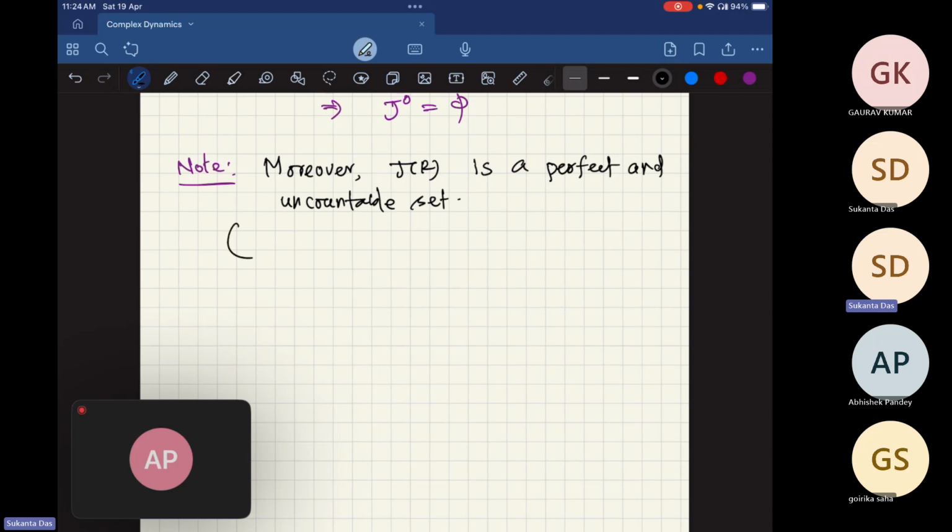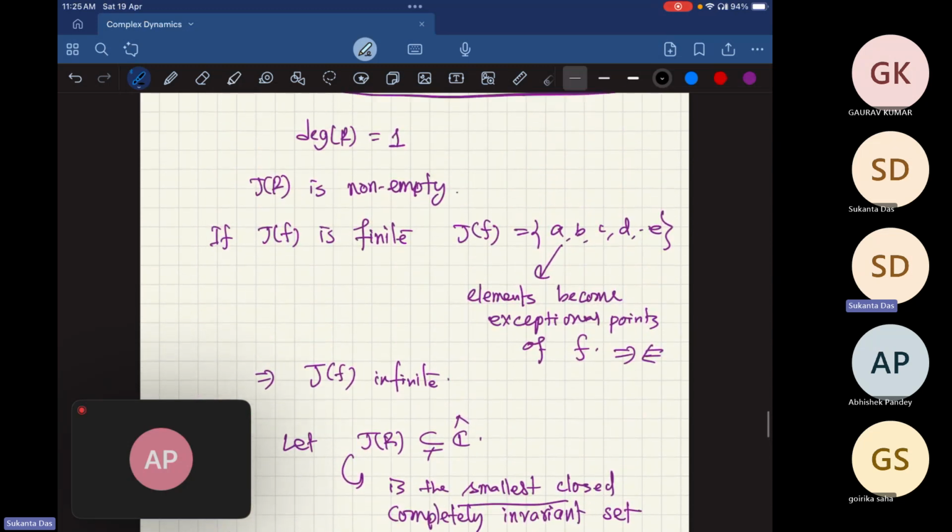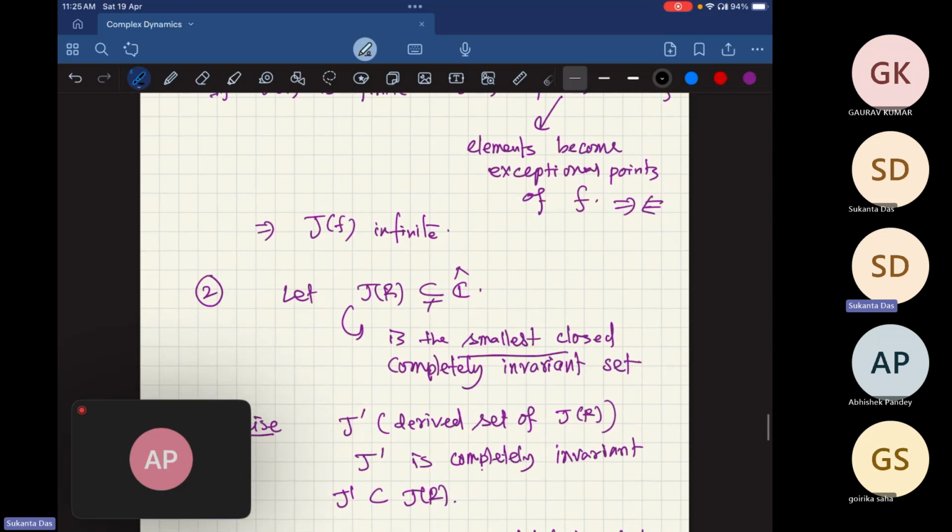Now, maybe for the transcendental case, I shall say something. The Julia set of a transcendental entire function is always unbounded. So this is a big difference from the rational case, because for rational maps I have seen that there are many polynomials which have a bounded Julia set. But for the transcendental setup it has an unbounded Julia set.